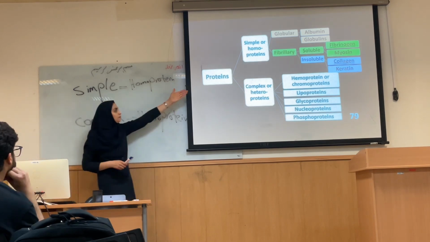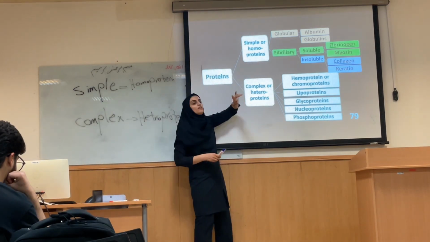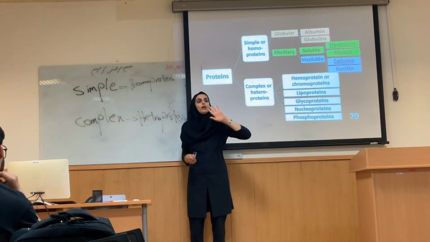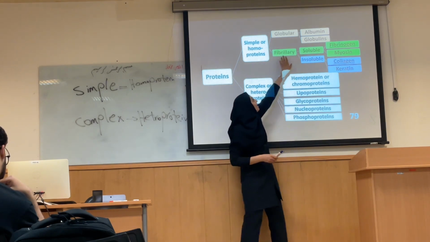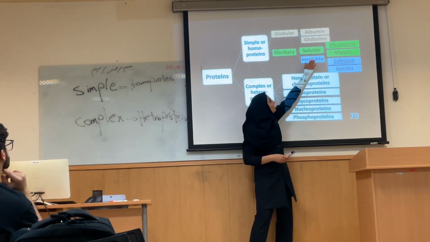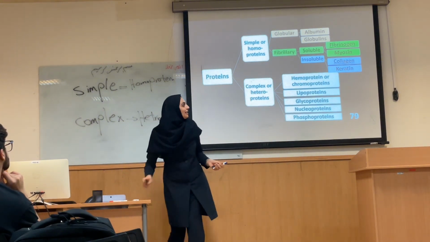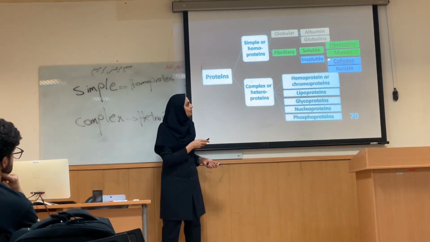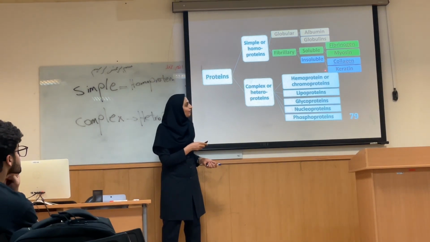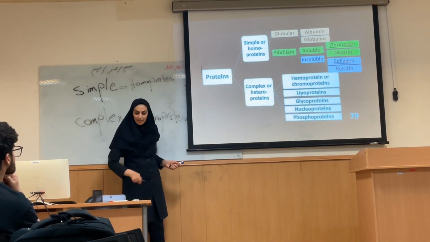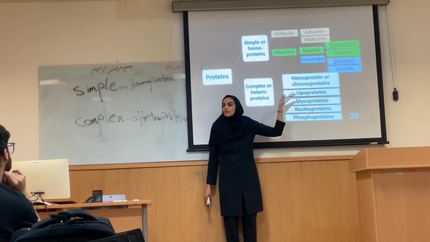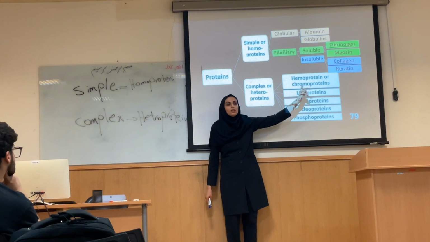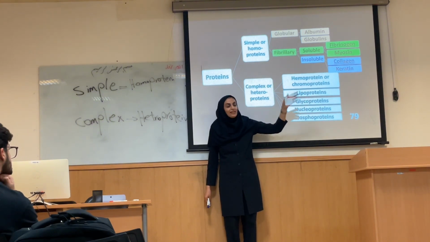As you can see, in simple or homo proteins we have just amino acids. Like globular proteins, albumin and globulin, and fibrillar proteins that can be soluble or insoluble. Soluble as fibrinogen and myosin, insoluble as collagen and keratin. About complex and heteroproteins, we can have hemoproteins or chromoproteins, like hemoglobin and myoglobin, that have heme.